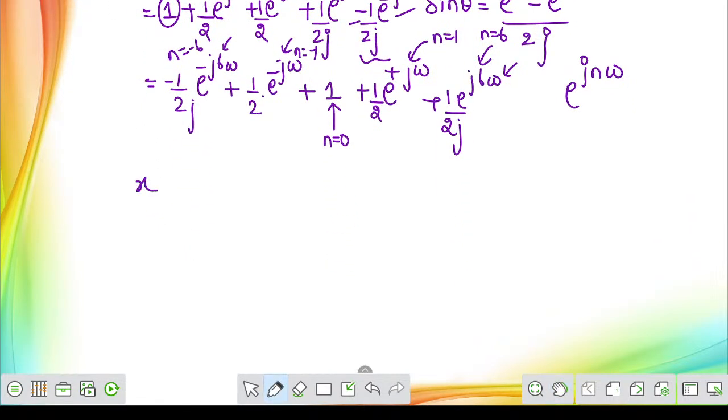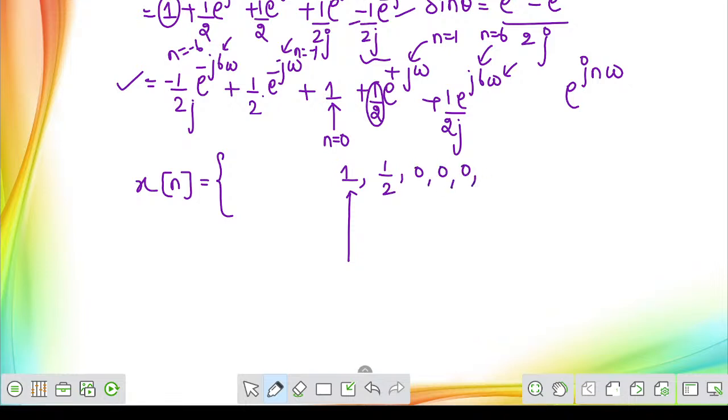So the general sequence, anyway this is the final answer in the omega domain. If you are writing it in the corresponding n domain, then the sequence can be written as: at n equal to 0 we have value 1. At n equal to 1 we have 1 by 2. At n equal to 2, 0. n equal to 3, 0. n equal to 4, 0. n equal to 5, 0. n equal to 6 we have 1 by 2j.